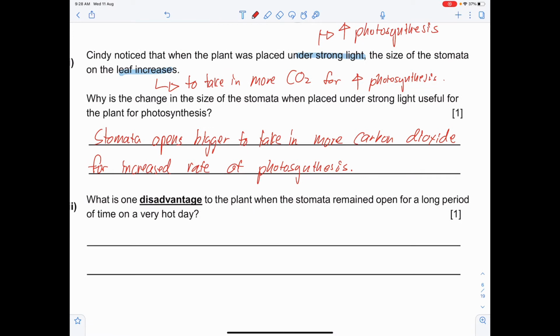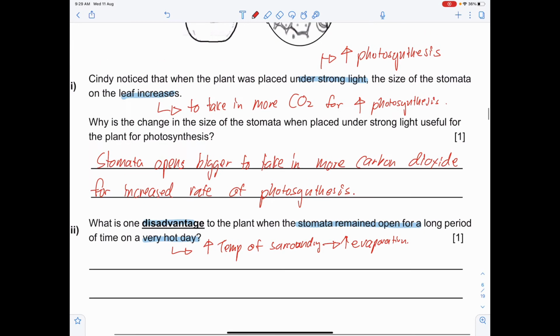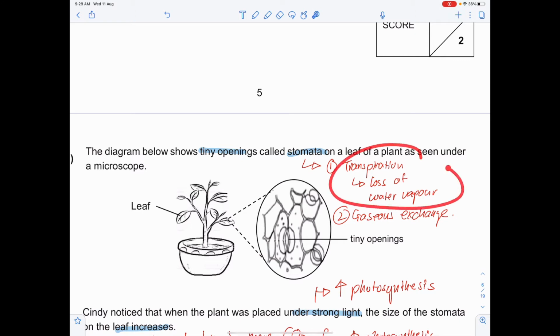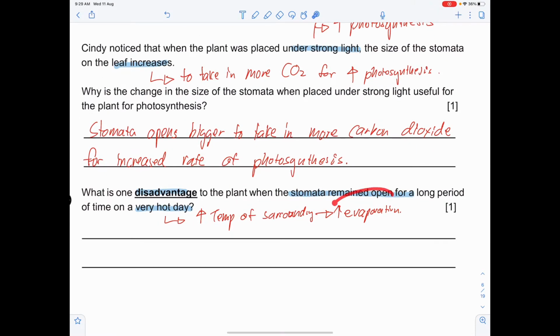What is one disadvantage of the plant when the stomata remain open for a long period on a very hot day? So very hot day signifies a high temperature of the surrounding. Remember, in your plants, you always hear things like, oh, the plant is wilting, you must water it more. So you can draw on all this prior experience to help you answer this. When there's high temperature of the surrounding, it actually increases the rate of evaporation. And I told you already, it's the loss of water vapor. How do you even get water vapor in the first place? Through evaporation. So when you have a high rate of evaporation, it also means that there's more water vapor being lost.